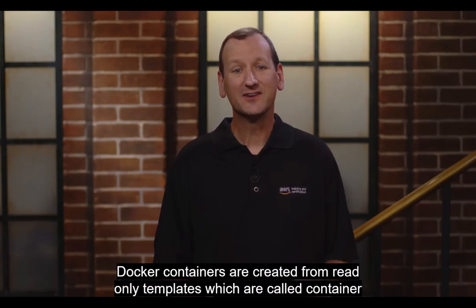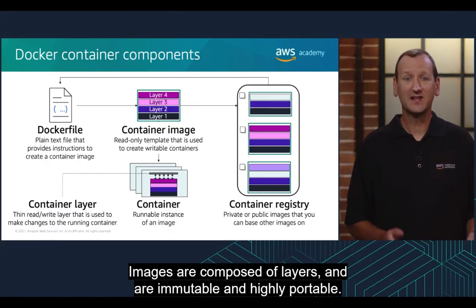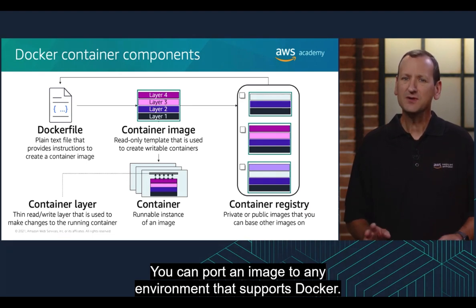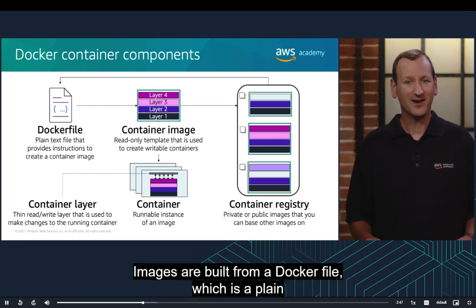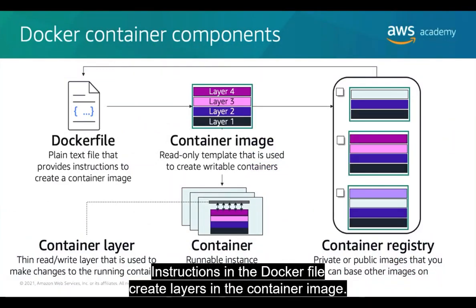Docker containers are created from read-only templates, which are called container images. Images are composed of layers and are immutable and highly portable. You can port an image to any environment that supports Docker. Images are built from a Docker file, which is a plain text file that specifies all of the components included in the container. Instructions in the Docker file create layers in the container image.